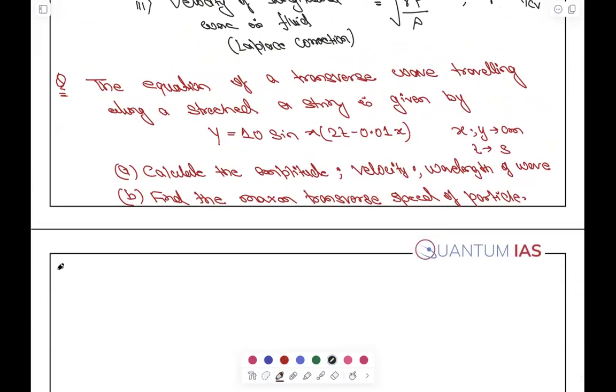So done, I guess. For A, tell me the amplitude. 10. Okay. Amplitude तो ऐसे ही बता दो तुम लोग. क्या amplitude? What is the amplitude? 10. 10 what? सेंटीमीटर. 10 centimeter.